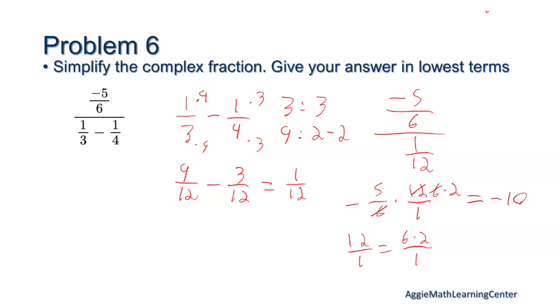That makes sense? And then you would just carry the negative across. Yeah, we would just carry the negative across because we have a negative number, 5 over 6, times the positive number 12 over 1.